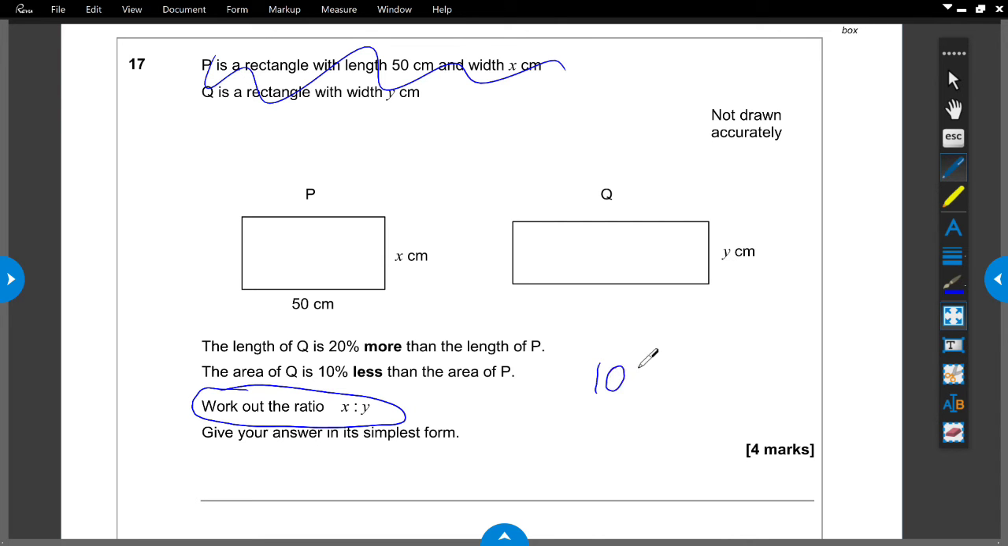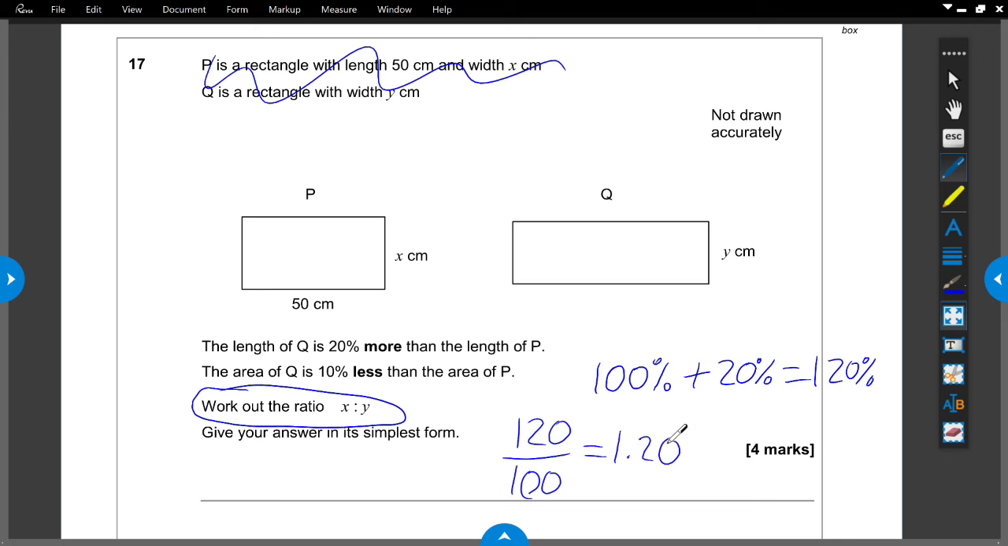Increasing by 20%. If we add 20% to our original value, we're going to get 120%. 120% as a fraction is 120 out of 100, which as a decimal is 1.2, or 1.20 if you wanted to. You're basically just dividing this by 100, moving the decimal place 2 places. So if we times 50 by 1.2, we get 60. The length of Q must be 60. But it still isn't linking both of these. So we've used that information, but it isn't a link yet.